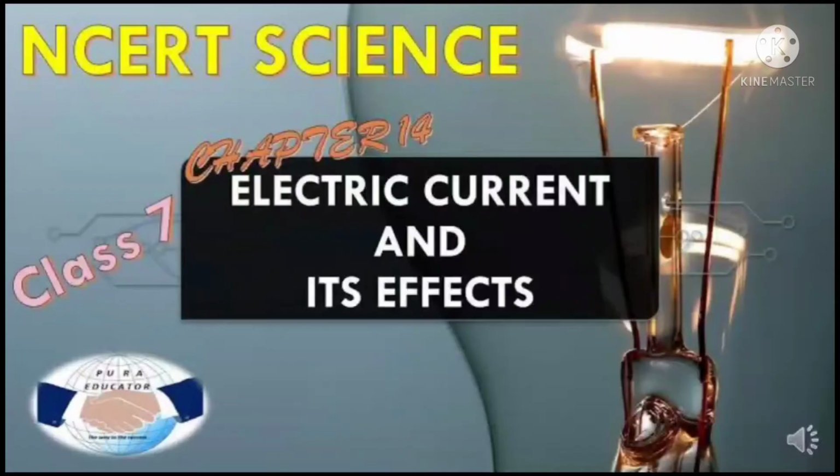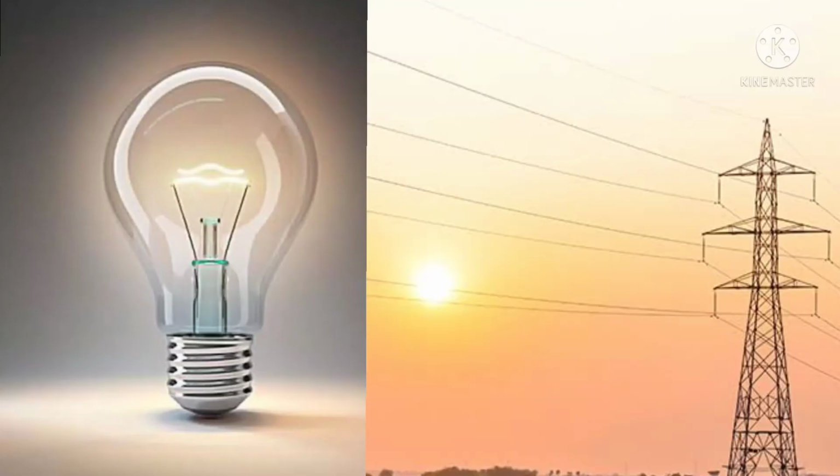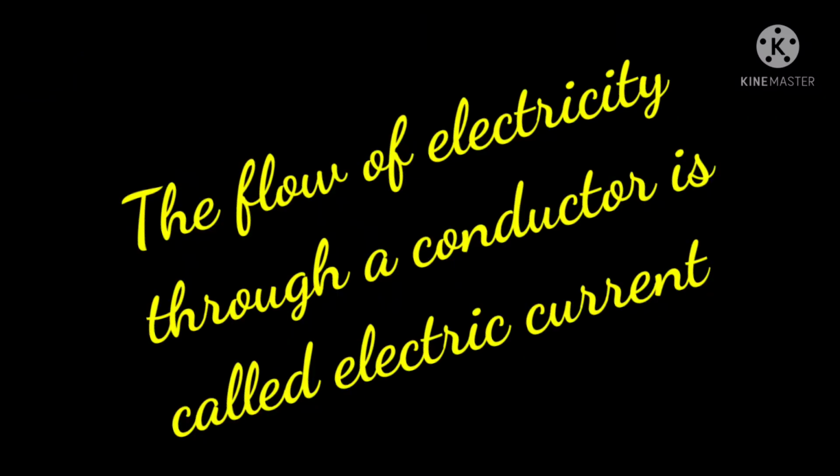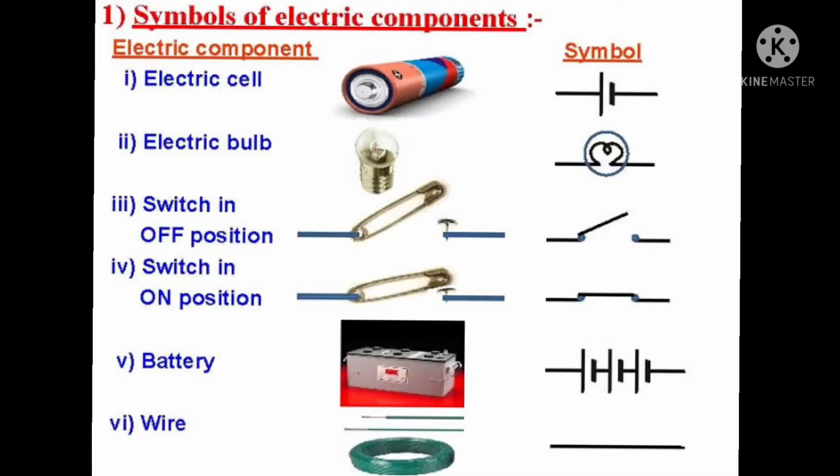Now we are going to discuss the 14th chapter of science, electric current and its effects. Electricity is an important source of energy in modern times. Electricity is used in our homes, in industry and in transport. What is electric current? The flow of electricity through a conductor is called electric current.